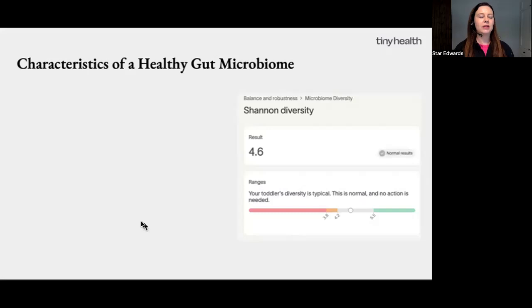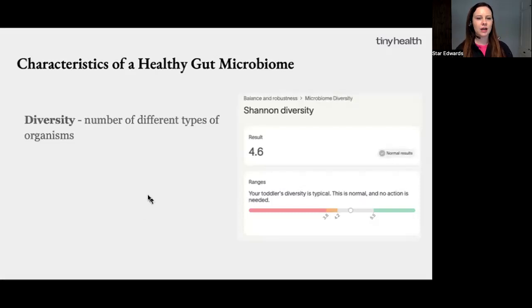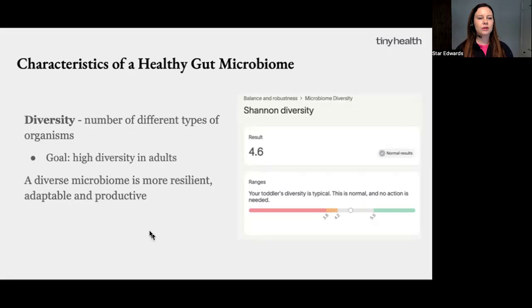There are three main characteristics of a healthy gut microbiome that I will cover in this presentation. And the first is diversity. Diversity is having a lot of different types of organisms. In adults, we want a high diversity because this will create a more resilient, adaptable, and productive environment. So we want as many different types of species as we can. This is an example of the Shannon diversity metric that is in the Tiny Health results.